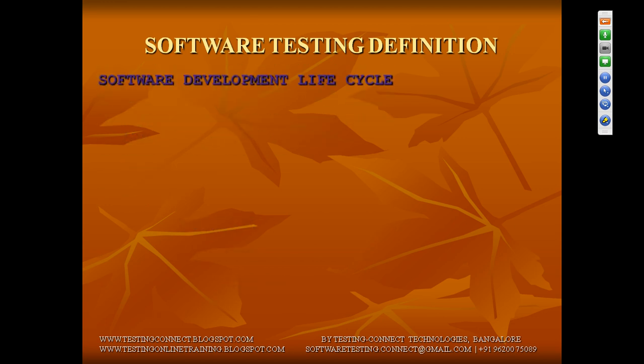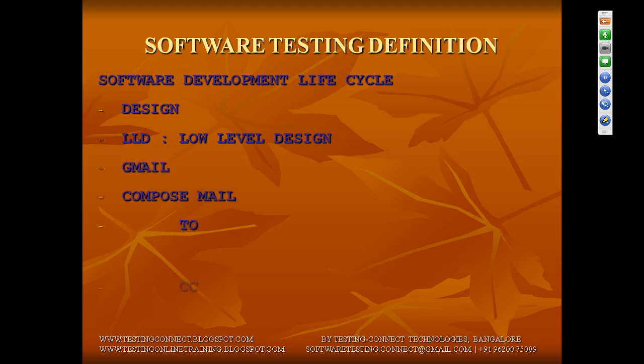Then you can go for compose mail. How does compose mail look? To, CC, BCC, subject, body, like that so many fields you come up with. Like that, the internal design of each and every independent component from your high level design components you will come up with. So in the design phase architects get involved and they come up with two types of architectural design documents, high level design and low level design.